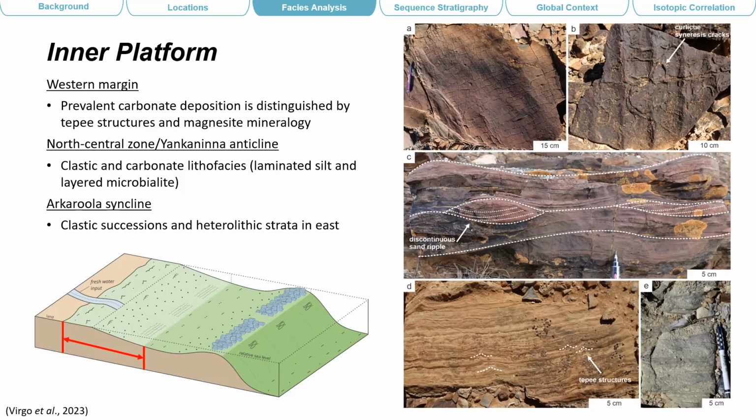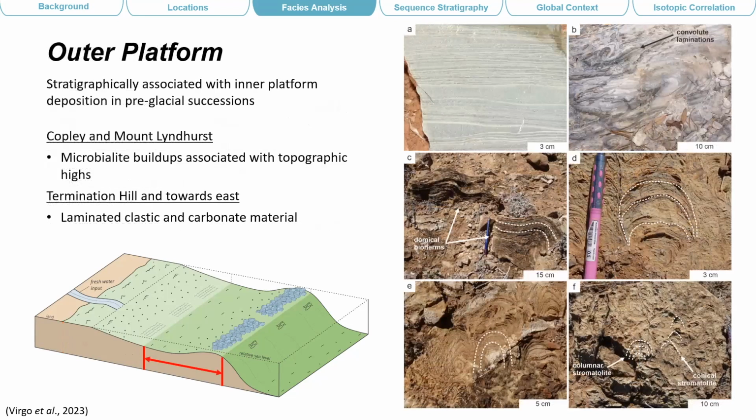And then in Arkaroola, it had some beautiful sedimentology. It was very clastic dominated, and we had some heterolithic strata. So there's obviously a bit of tidal work at play, and that's where you can see those nice heterolithic strata in photo C, and also some mud cracks and ripples and things like that. So very dynamic environment.